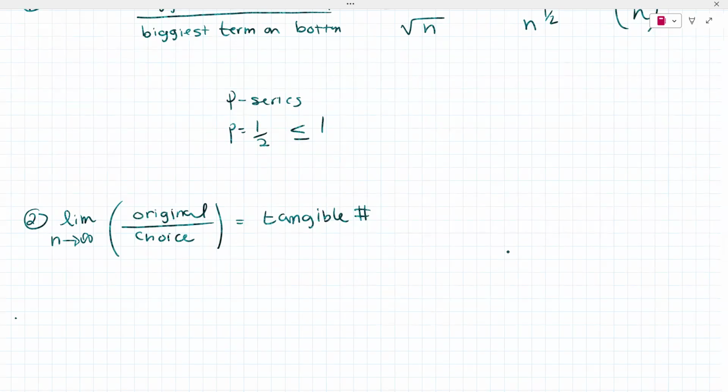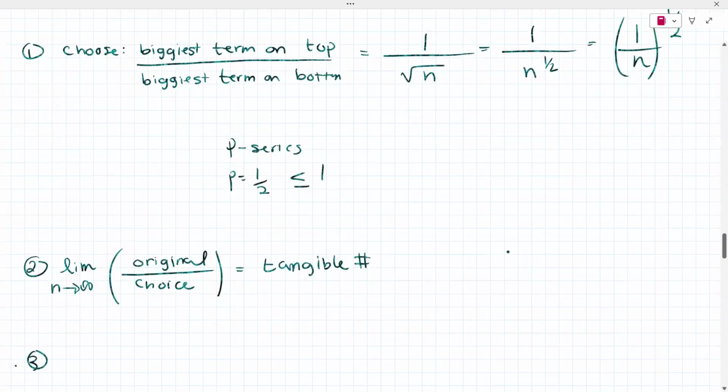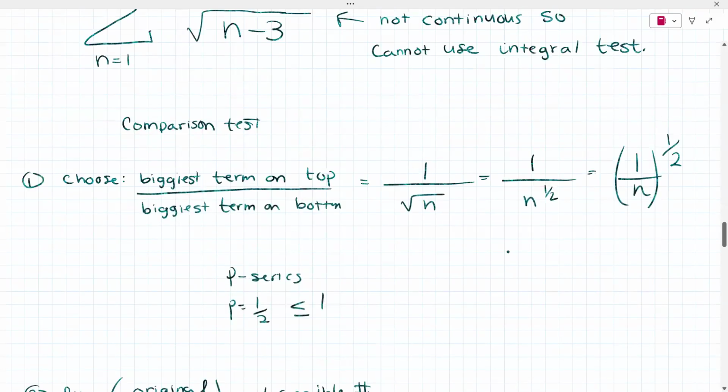Now, you could use the integral test if n is equal to 4. So wait, hold on. The answer to this problem is that it diverges, because we did the comparison test and then we used the p-series test, and our p is 1/2, which is less than or equal to 1. So that means it diverges, right?